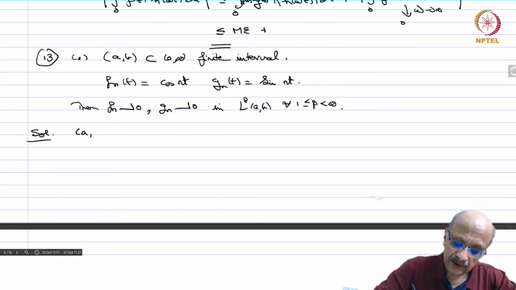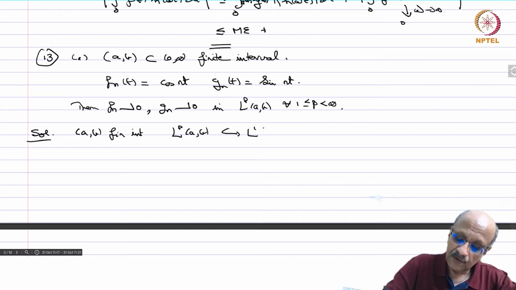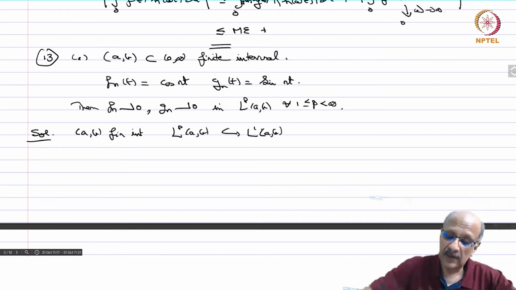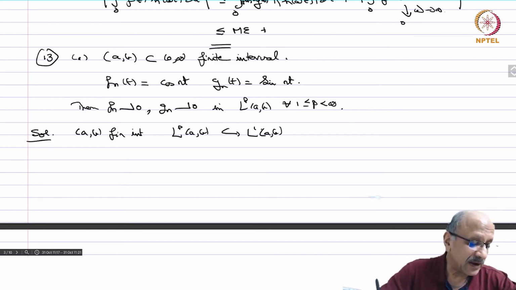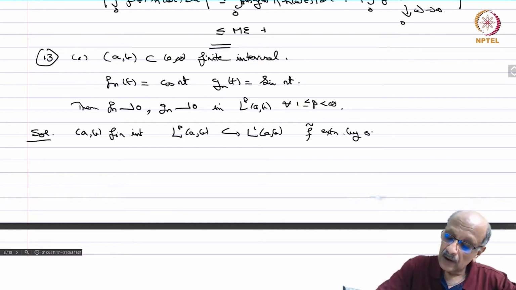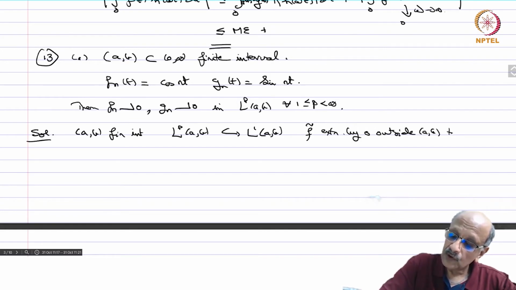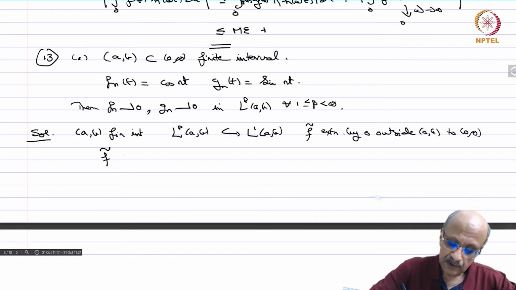So AB is a finite interval. So Lp of AB is contained in L1 of AB because it's a finite measure space, and therefore any bigger Lp is continuously embedded in a smaller Lp. Okay, so now you take f tilde, the extension by 0 outside AB to 0 to infinity. So you extend it. Then you have f tilde belongs to L1 of 0 to infinity.